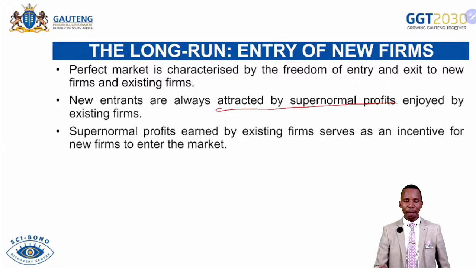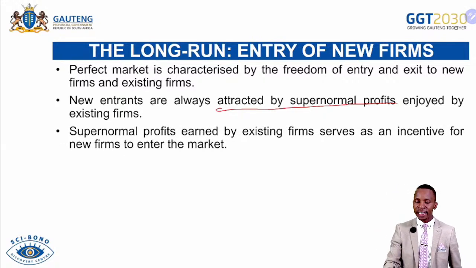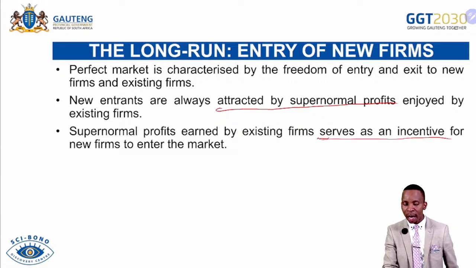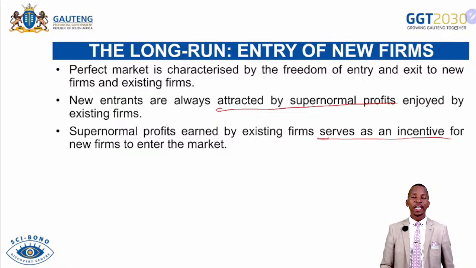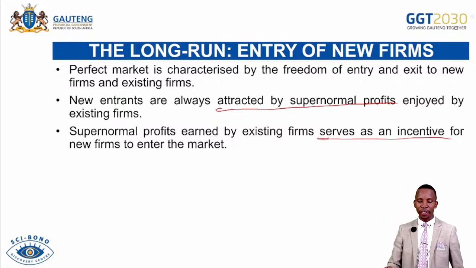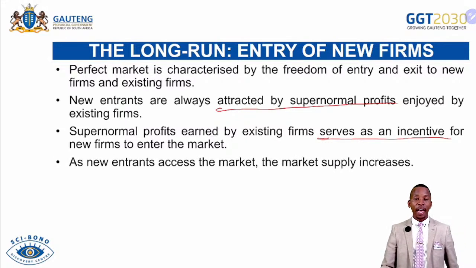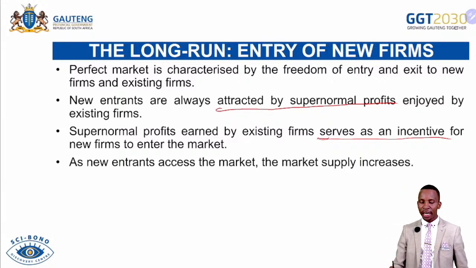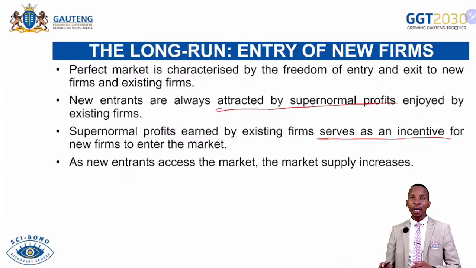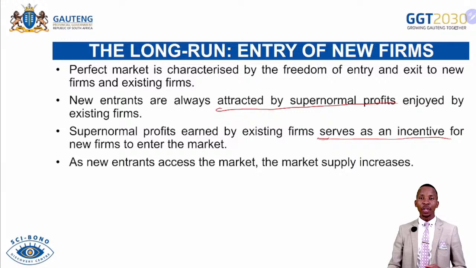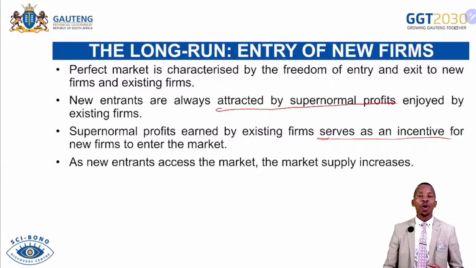So supernormal profits earned by existing firms serve as an incentive. If existing firms are making supernormal profit, new firms find it an incentive to enter the market and compete because they are also willing to come in and reap the profit enjoyed by existing firms. As new entrants access the market, supply increases. Like I've said, if there are many firms coming into the market, supply will always increase. So that will lead to the shift of the supply curve for the market or the industry to the right, indicating the increase in supply for the market.